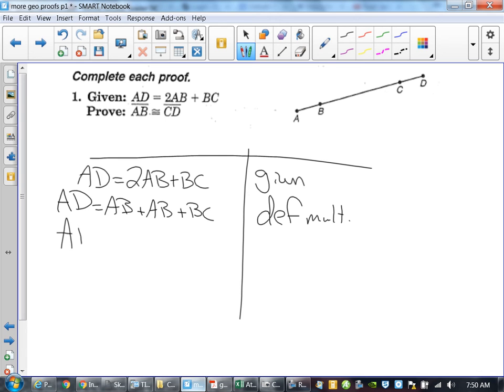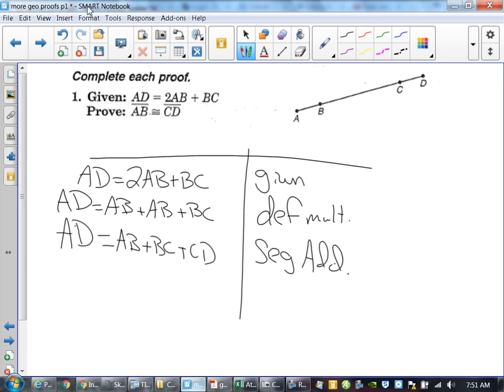Well, AD, according to our diagram, is AB, BC, plus CD. I added a bunch of segments together to make a bigger segment. Segment addition. That's all it is.